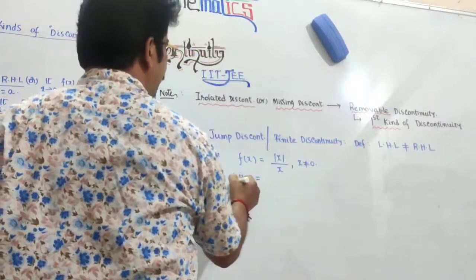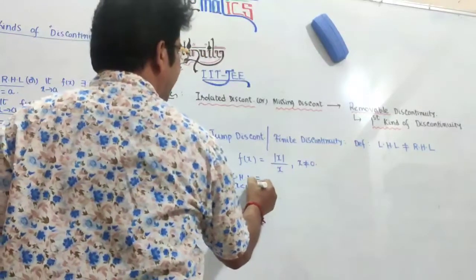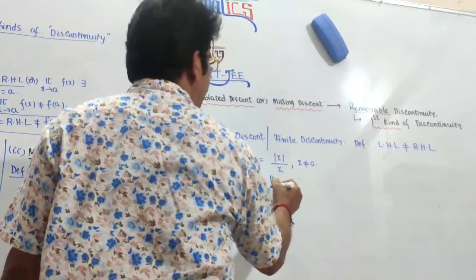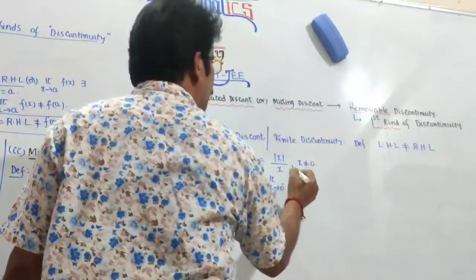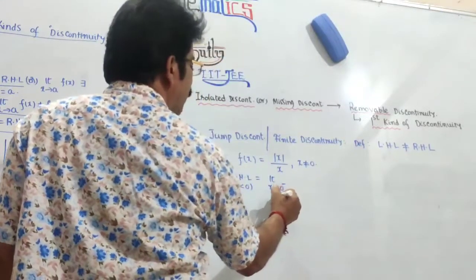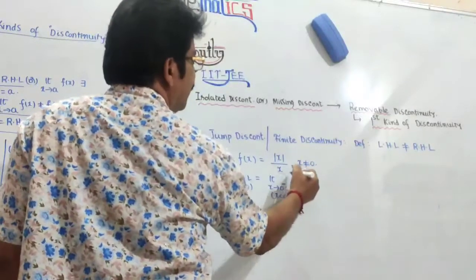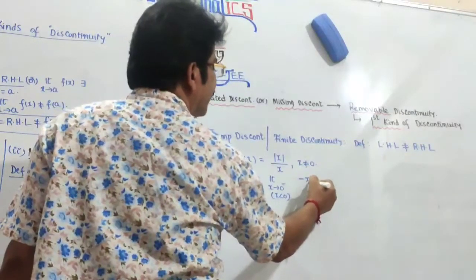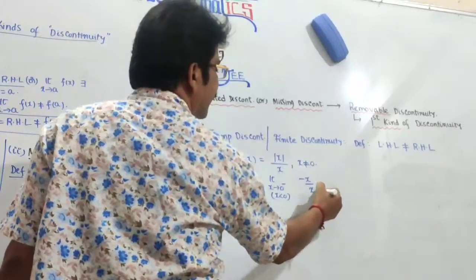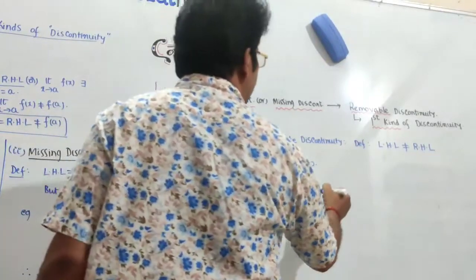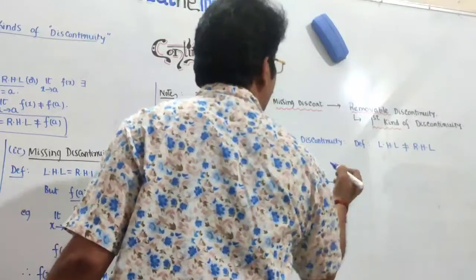At x equal to 0, the left hand limit means x is less than 0. So the limit as x tends to 0 minus, where x is less than 0, modulus of x is minus x divided by x. On cancelling, it is only minus 1.